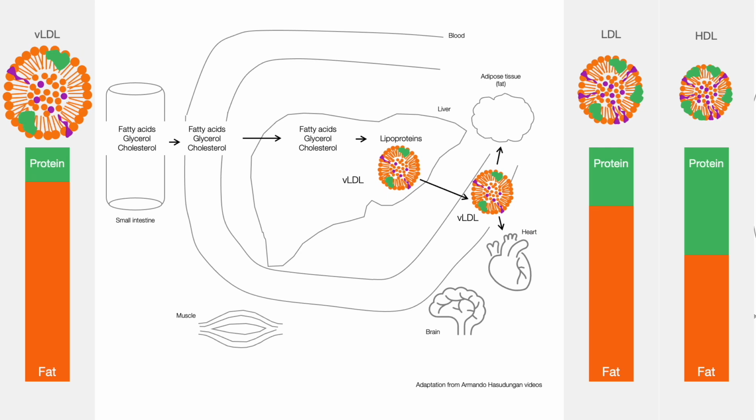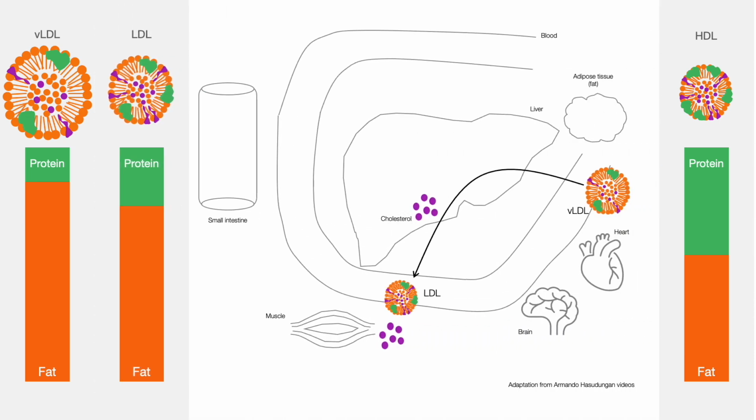Very low-density lipoproteins are those formed in the liver with fatty acids, glycerol, and cholesterol from the diet. These lipoproteins are the ones that go out into the blood circulation and carry the lipids to the adipose tissue for storage and the fatty acids to tissues and organs that use them as the main source of energy, such as the heart.